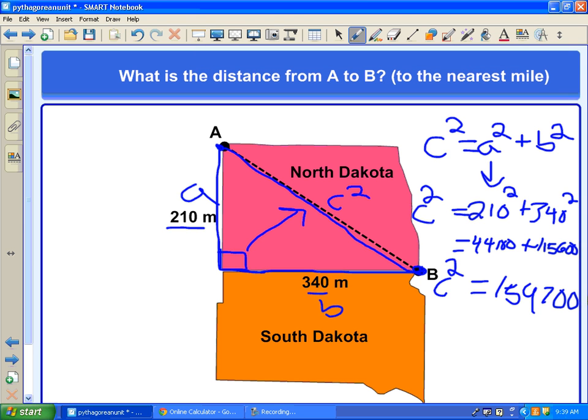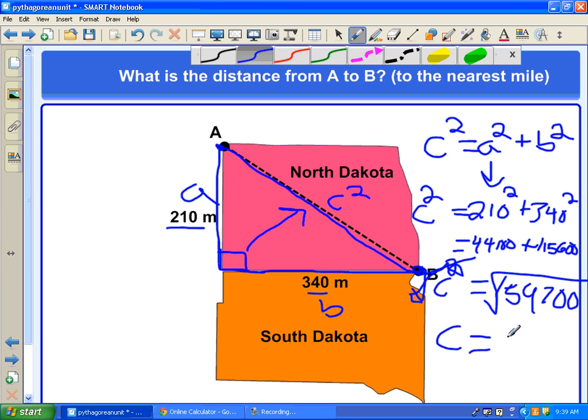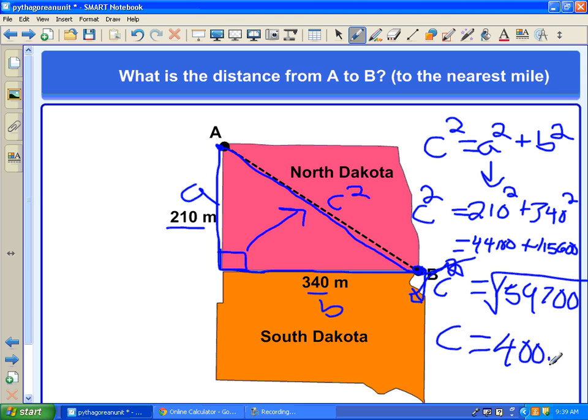The only thing we got left to do is do the square root to get rid of the square in front of c. So I got c equals whatever the root of 159,700 is. So I already got 159,700 up there, and I'm going to do the root of it. 399, I'm going to round that off to 400, I think, because that's pretty close to being 400 exactly. So my answer, 400 meters, will be this distance, which is the furthest distance.